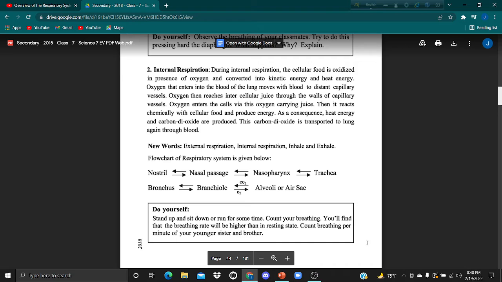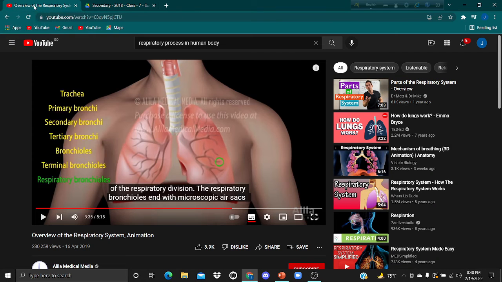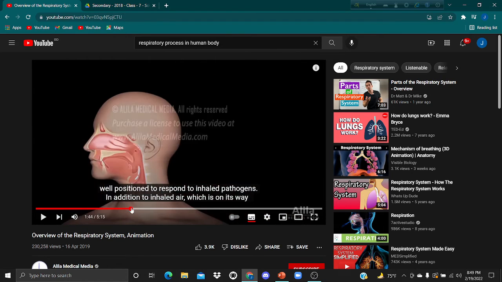Okay, and now we will see a small video of the respiratory process. Internal and external respiratory process we will see with this video.